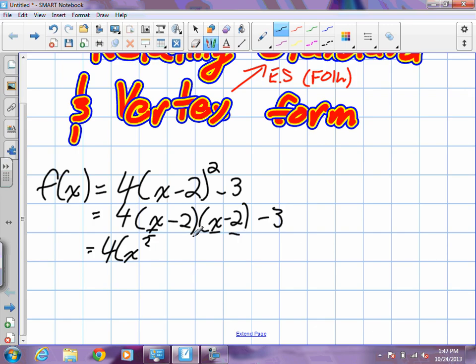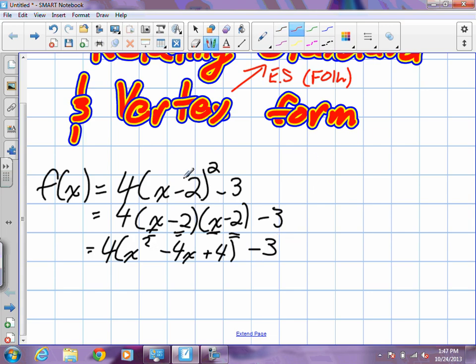Negative 2. And then what's negative 2 times x? So what's negative 2x minus 2x? Okay, so I did that all in one step, that middle term. If you are unable to do that in your head, just write out both and then do the next step on the next line. And then finally, the last one is negative 2 times negative 2, which is positive 4. Great.